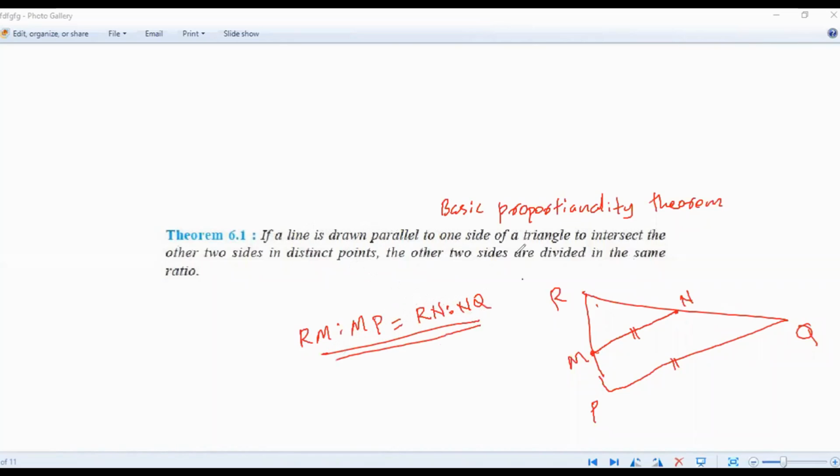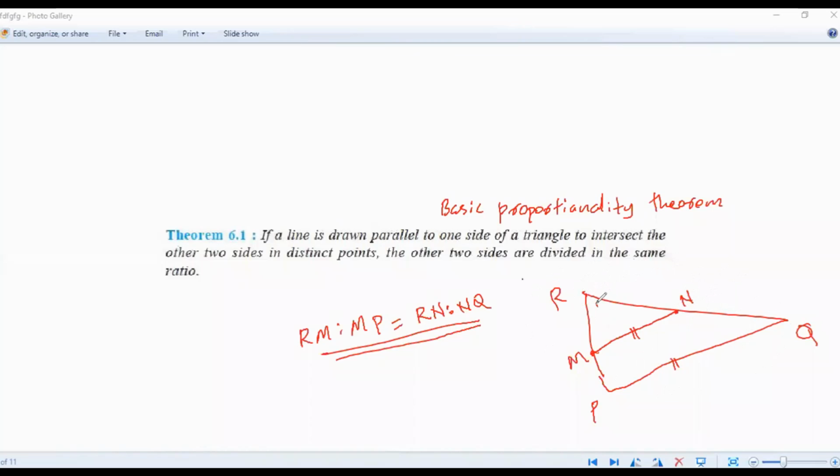I shall explain again. We have a triangle PQR, and we draw a line MN parallel to one side of the triangle, that is PQ. The theorem says that this M and N will divide the other two sides in the same ratio, that is RM is to MP will be equal to RN is to NQ. I think you remember we applied this theorem when we divided some line in a given ratio in constructions, right? So we want to discuss the proof of this theorem.